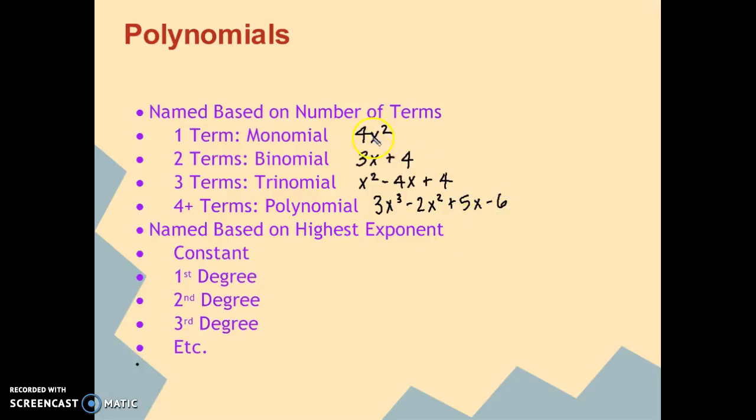Okay, the exponent doesn't matter. It can be any exponent anywhere. So I could have another monomial that is 10x to the 15th. That's still a monomial because it only has one term.